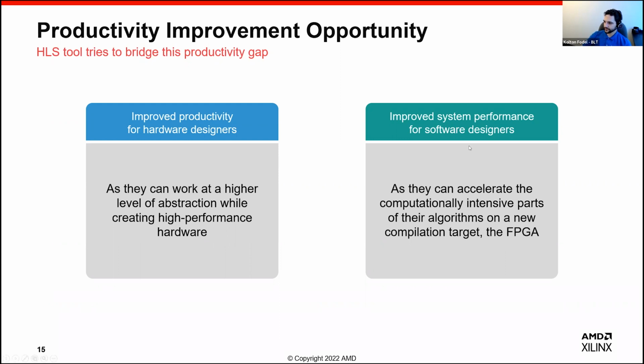And for software designers, they can take the computationally intensive parts of their code and algorithms, and instead of targeting processors or DSP chips, they can target specified hardware or custom hardware by using an FPGA. So they can gain the performance benefits of using FPGAs now. So it's not only useful for hardware engineers, it can be useful for software engineers as well.